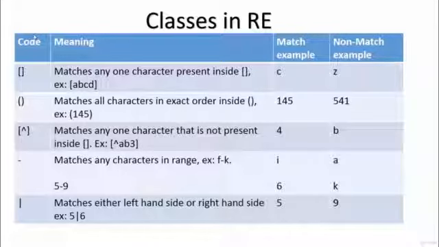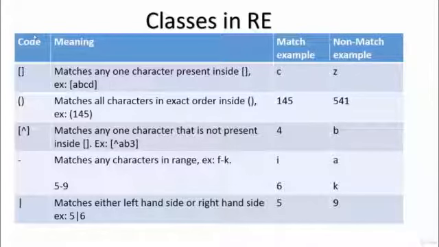present. And the third one is square bracket with the exponent operator. This means that it will match any one character that is not present inside this square bracket. And the fourth one is the minus operator, and the minus operator is used to match characters in a particular range. For example, f minus k will match any one character between f and k, and 5 minus 9 will match any one character between 5 and 9.